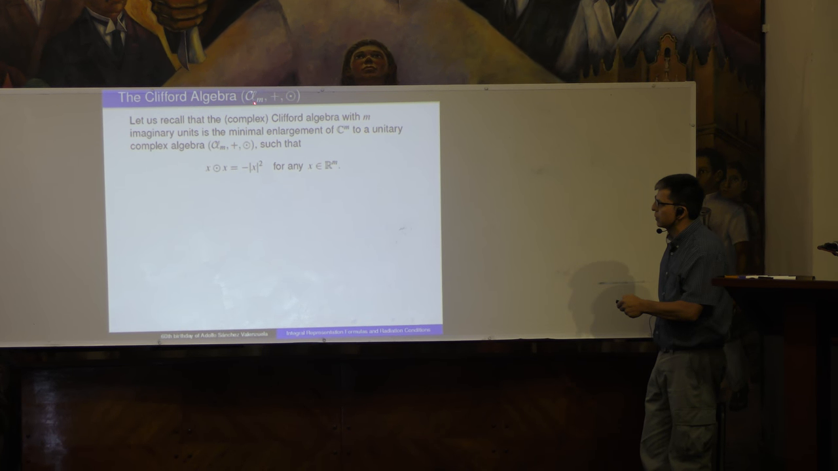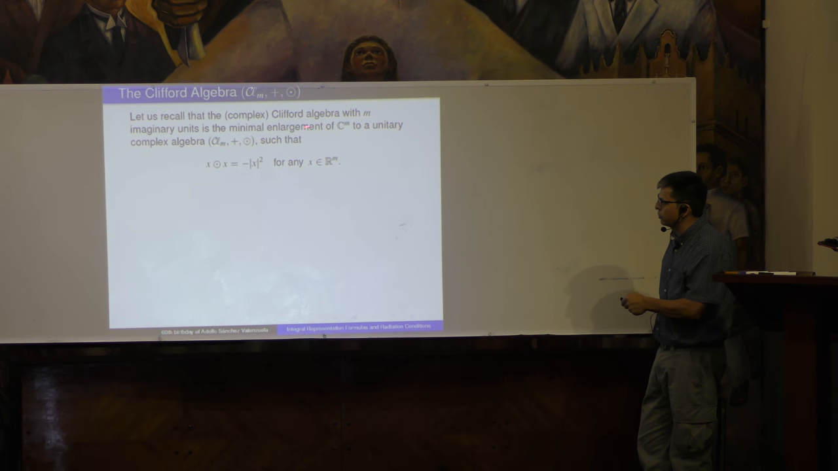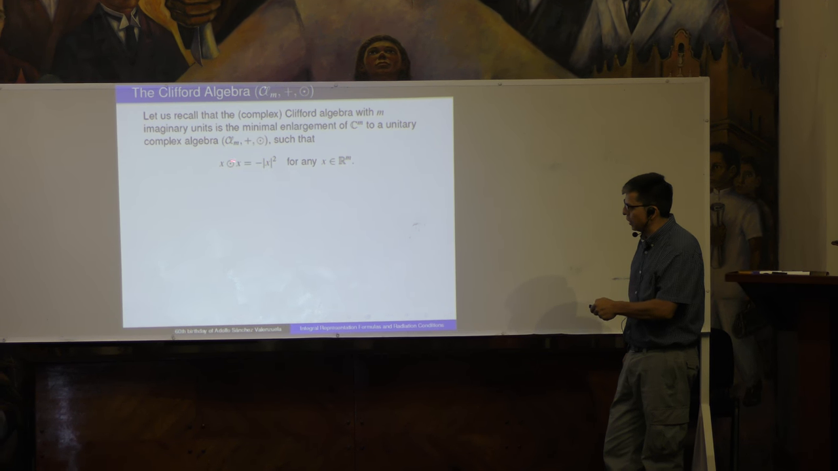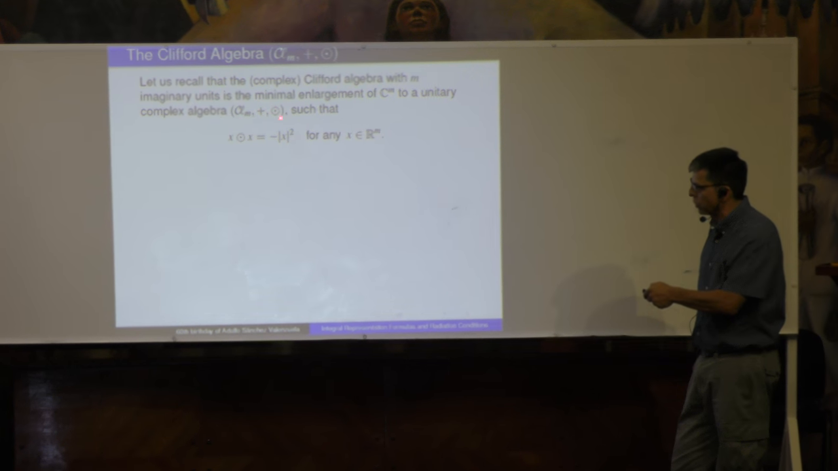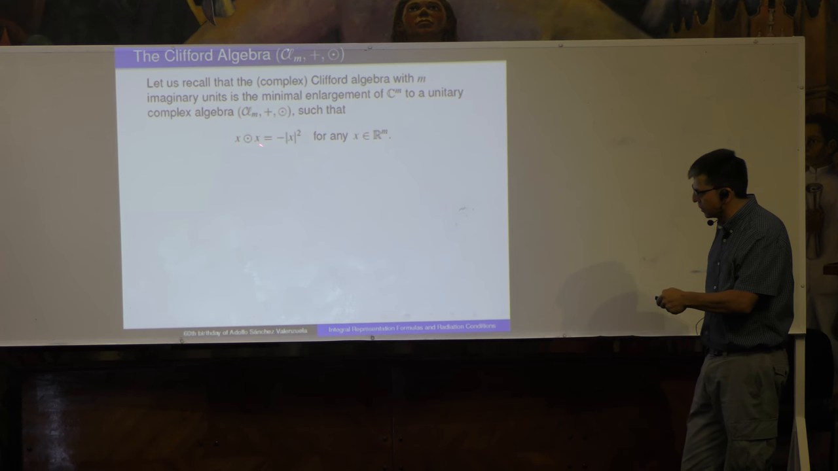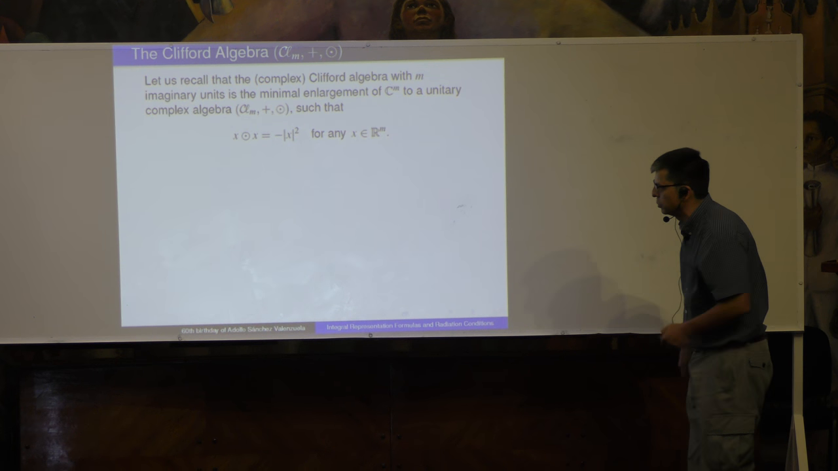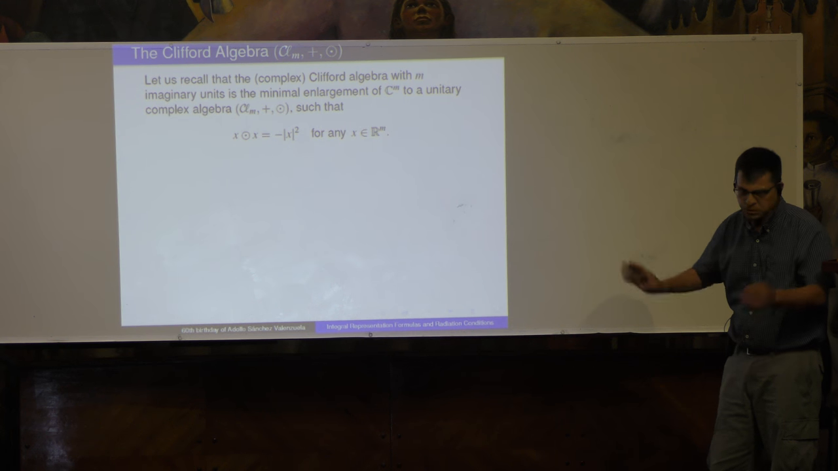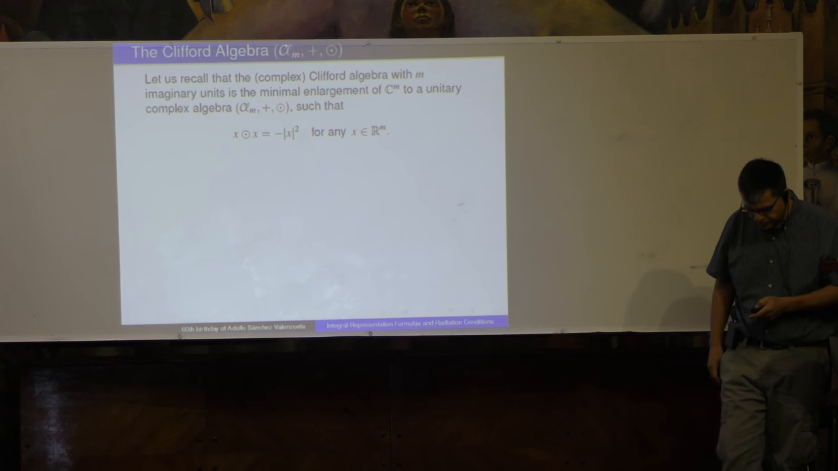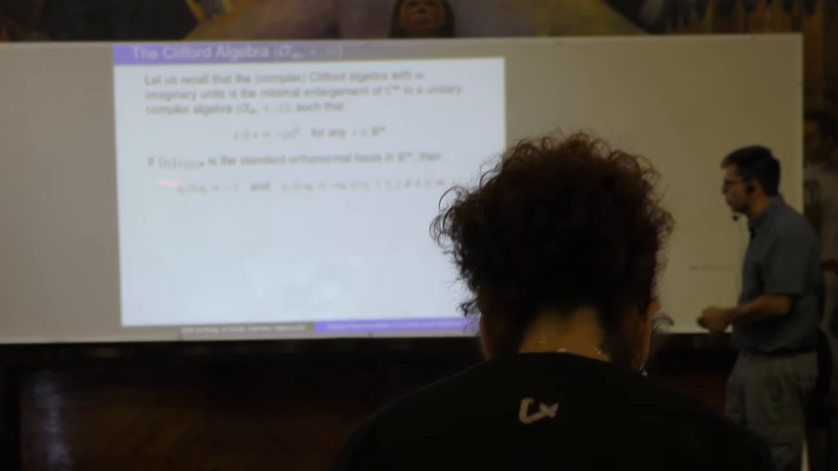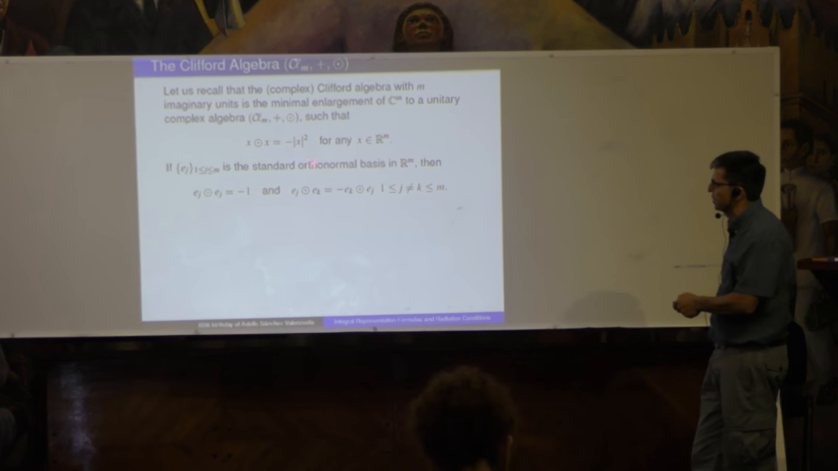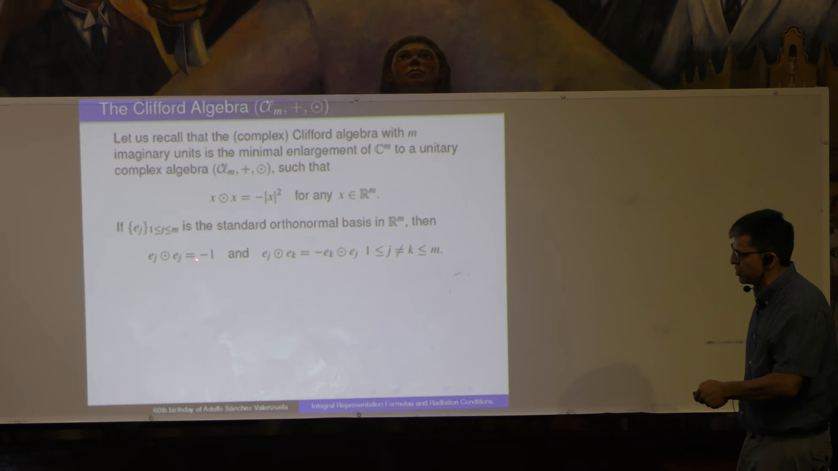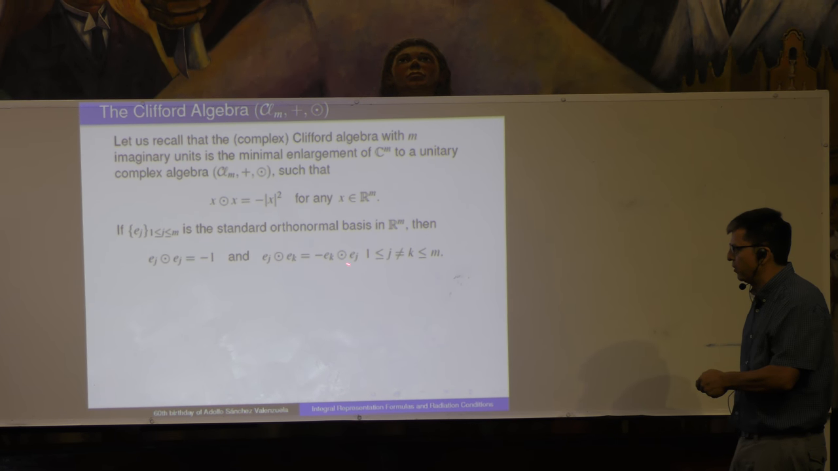By a Clifford algebra, I will denote it by CLM. It's going to be the enlargement of CM such that I will use a dot for the Clifford product. So X times X in the Clifford algebra will be minus the norm of X squared, so it's signature M. If we have the standard orthonormal basis, the Clifford algebra is generated with these two relations: e squared is equal to minus one, and they anticommute.